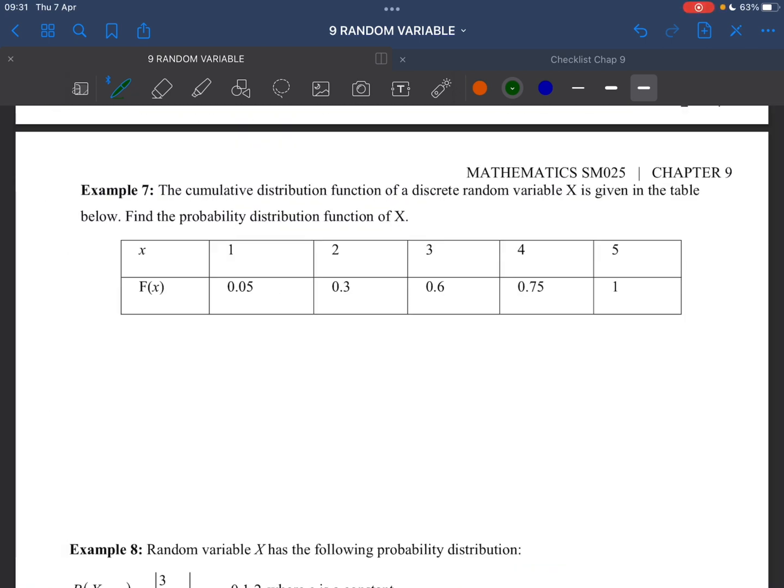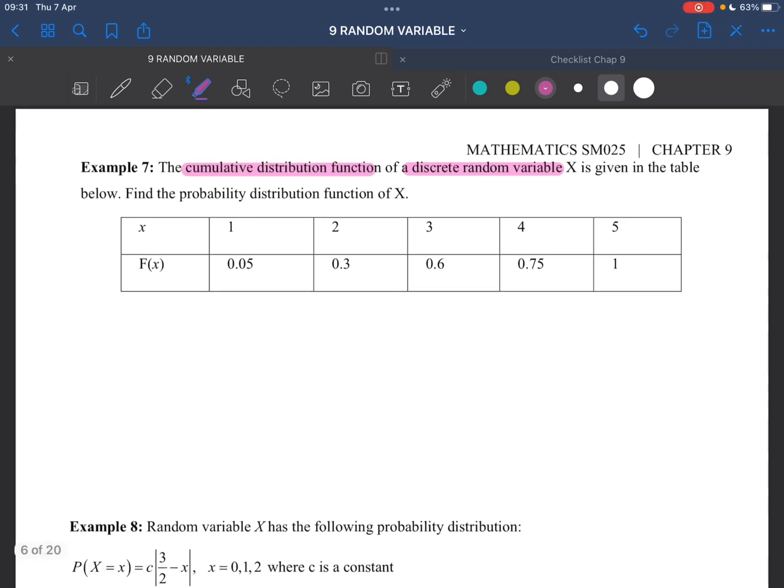Okay, let's see example 7. The cumulative distribution function of a discrete random variable is given in the table below. So remember, two things that we have to identify. This is a discrete random variable, and given to us is the cumulative distribution function. Okay, CDF is given to us. Find the probability distribution function. So the question asks us to find the PDF.